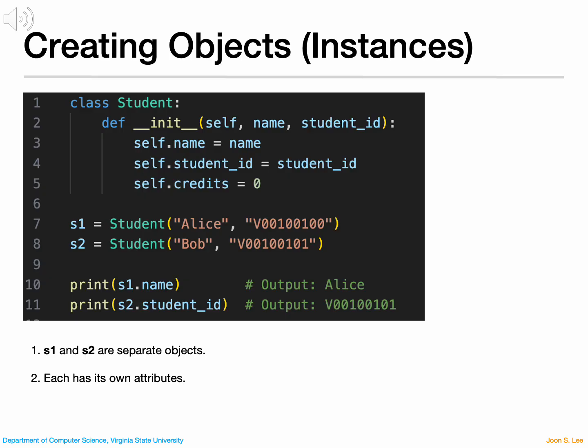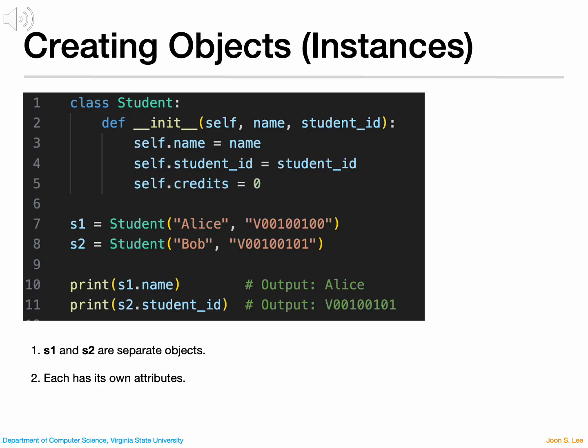V001000101. Even though both objects come from the same class, they are completely separate objects in memory. Each object has its own copy of the attributes. S1 has its own name, ID, and credits, and S2 has its own name, ID, and credits. When we print S1.name, we get Alice. When we print S2.student_ID, we get Bob's ID. This is the key idea.